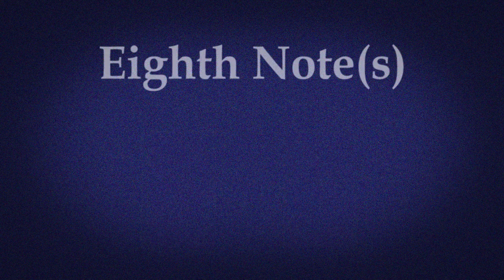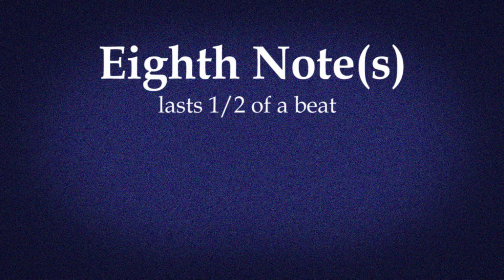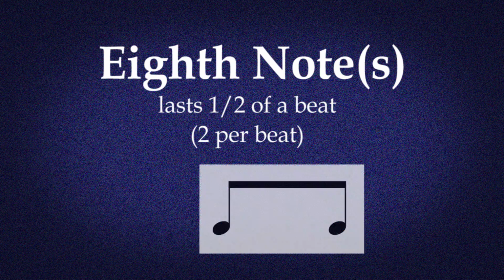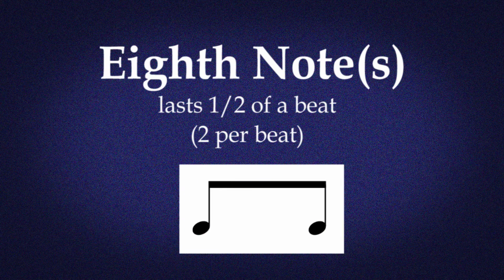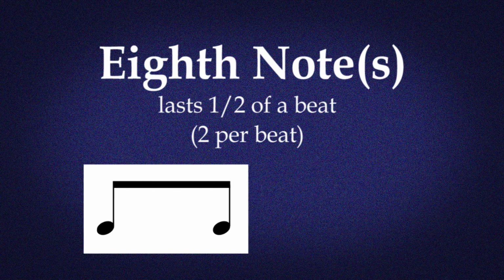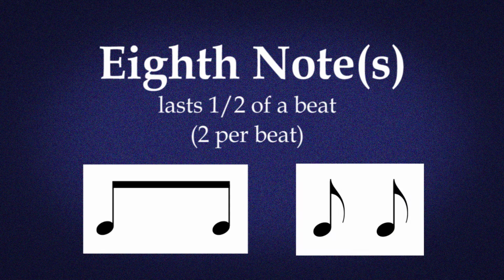An eighth note is worth 1/2 of a beat, so there are 2 of them in each beat. For this reason, when we write them, we typically connect the 2 notes together with a beam. We don't have to, though. We could write them one at a time using a single flag instead of connecting them. Either way, they last the same amount of time, so there would be no difference in how they sound.